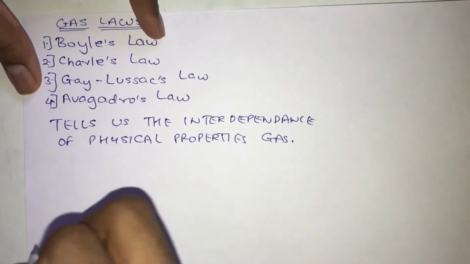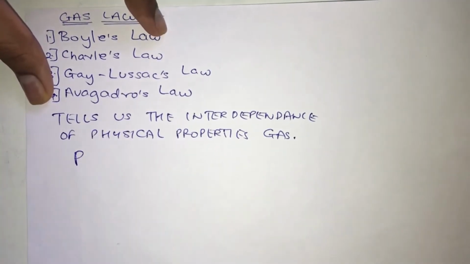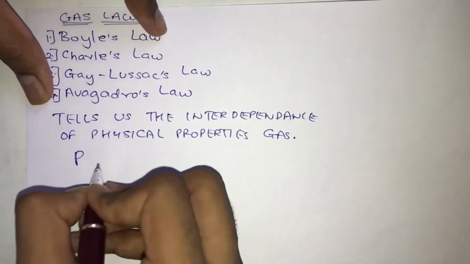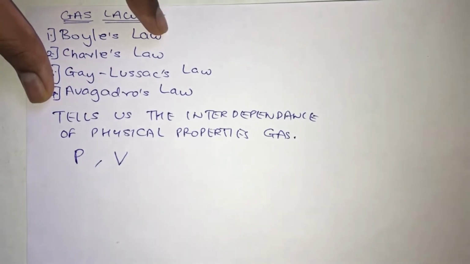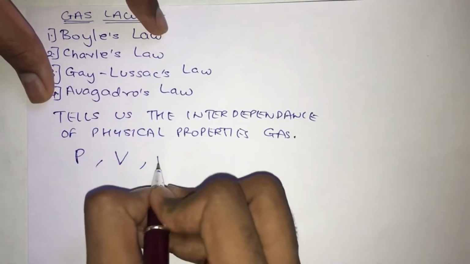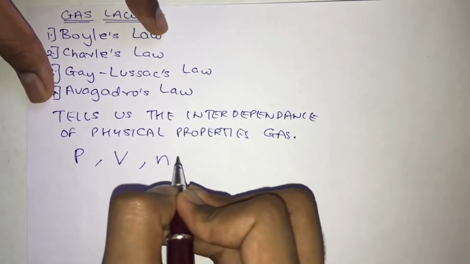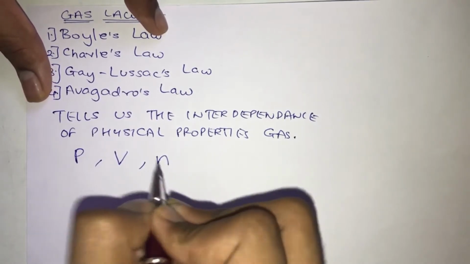Basically gas has four physical properties. One, which is nothing but pressure, which is represented by P. The second one is volume, which is represented by V. The third one is N. And what is N? N is nothing but the number of moles of gas. Okay, so N is nothing but the number of moles of gas.